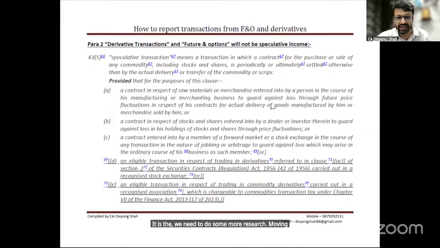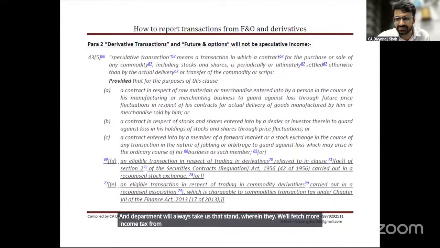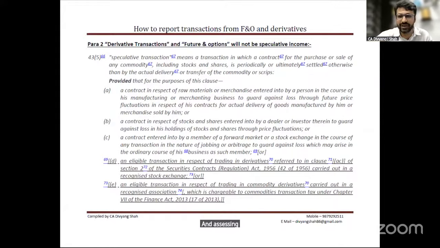Moving to next. In case of employees, where as per terms they are not allowed to do business, now employees doing heavy share trading, including intraday, selling and purchasing shares almost on a daily basis. Can the department object if the employee shows it as a capital gain? Yes, the department can take the objection. In this kind of scenario there would be litigation if the matter is selected for scrutiny. The department will always take the stand wherein they will fetch more income tax from the assessee, and the assessee will always take the stand which is beneficial to him. Yes, a dispute could be there.